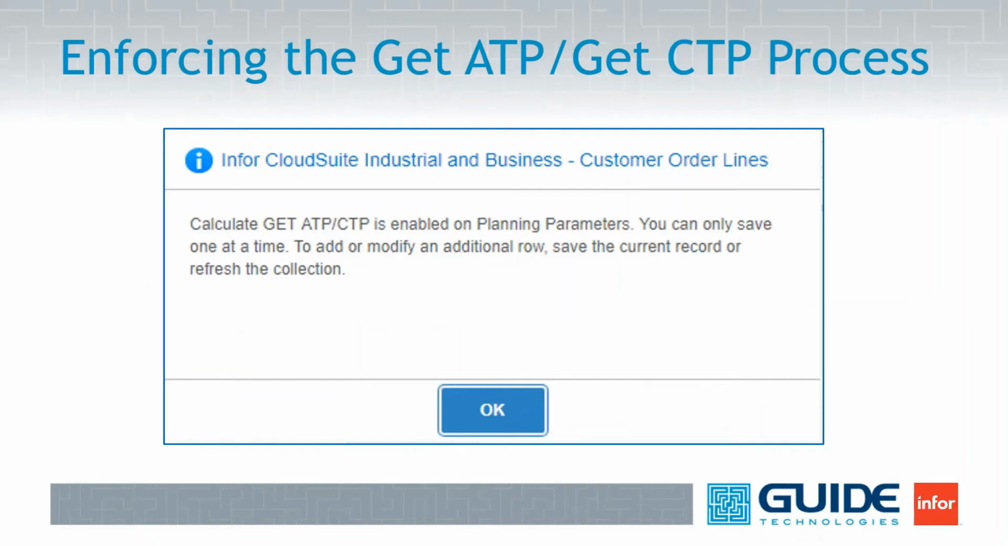Once you have that flag turned on in the planning parameters, the user could get this informational message. Calculate get ATP CTP is enabled on planning parameters. You can only save one at a time. This might come into play when you're doing something like a copy rows, or paste rows append of a bunch of lines into a customer order, or a bunch of jobs, maybe even a bunch of estimates. So just be aware of that.